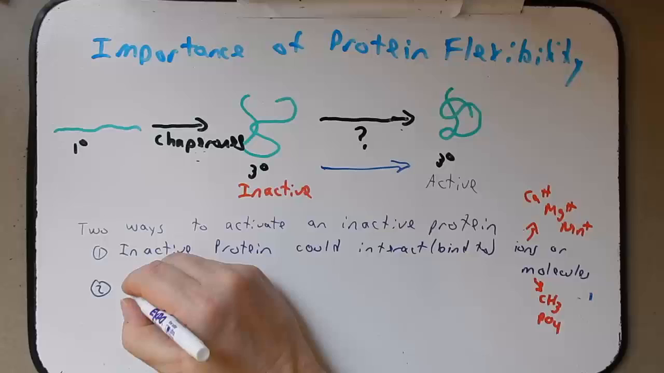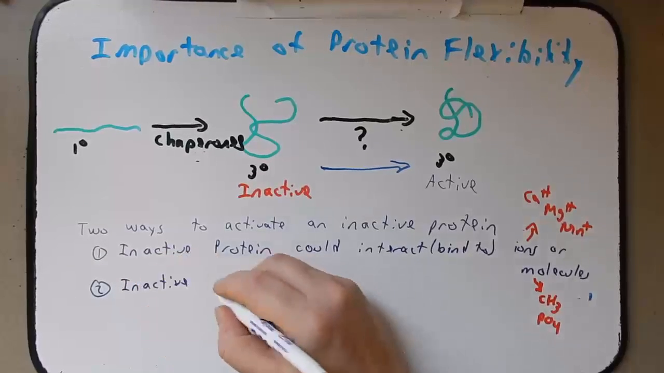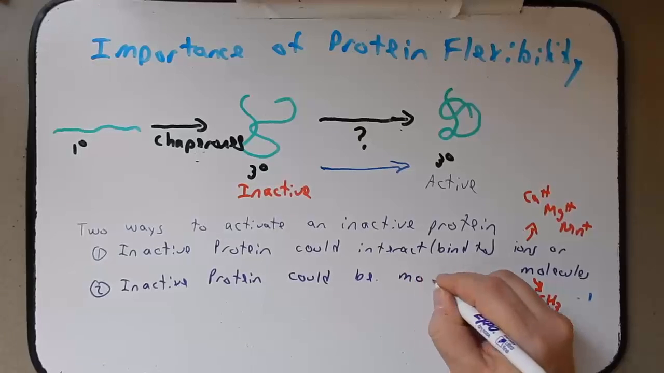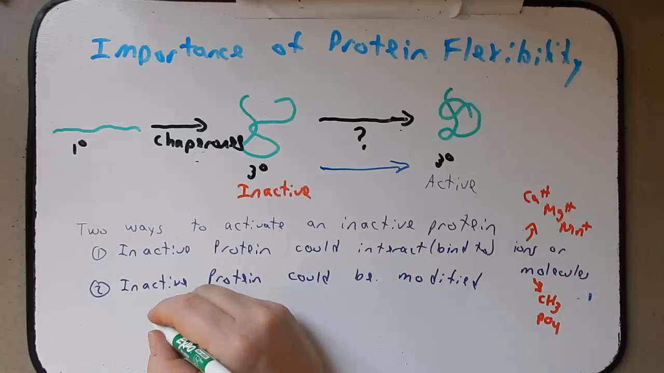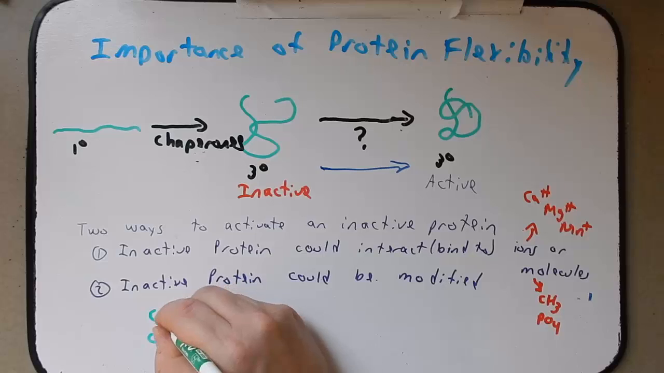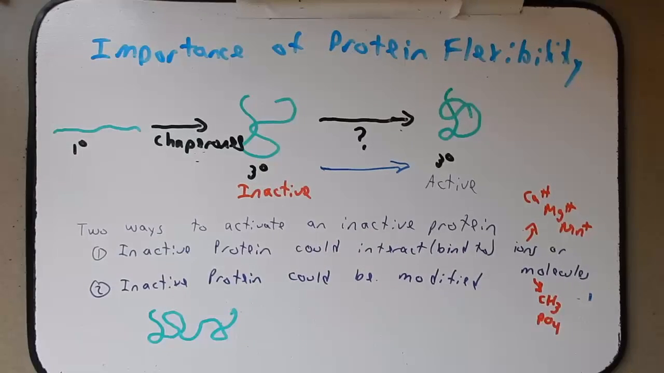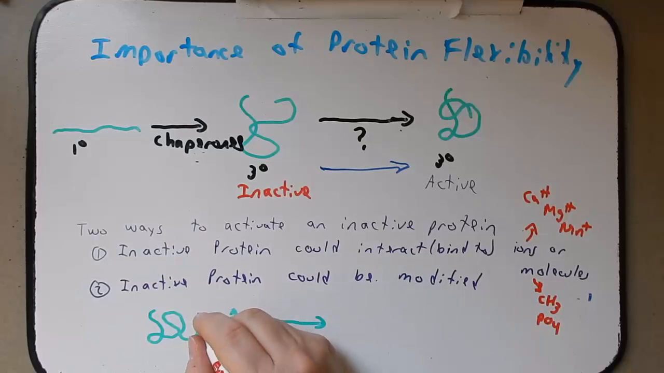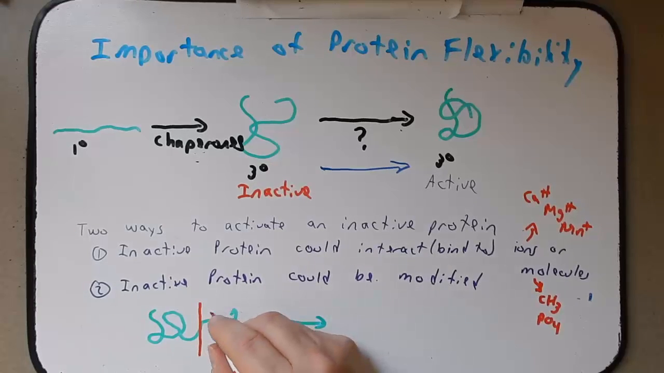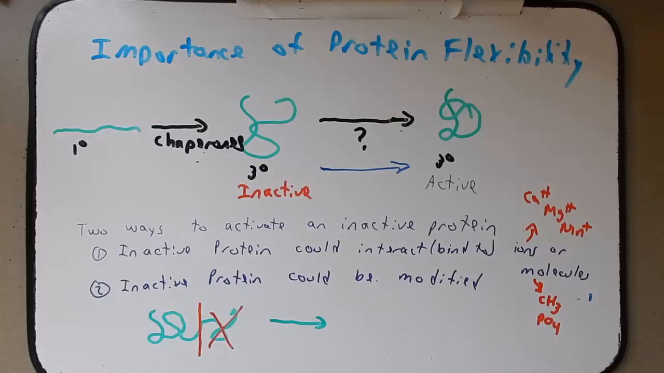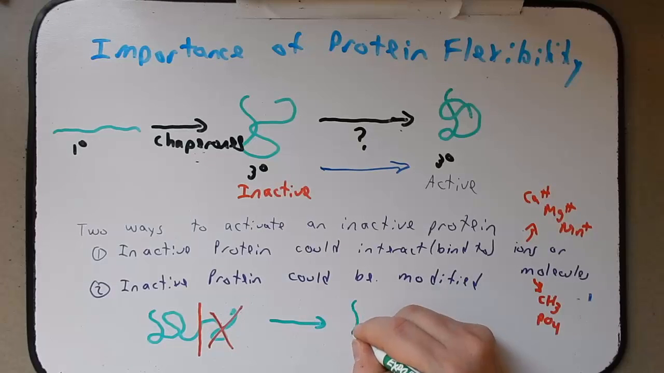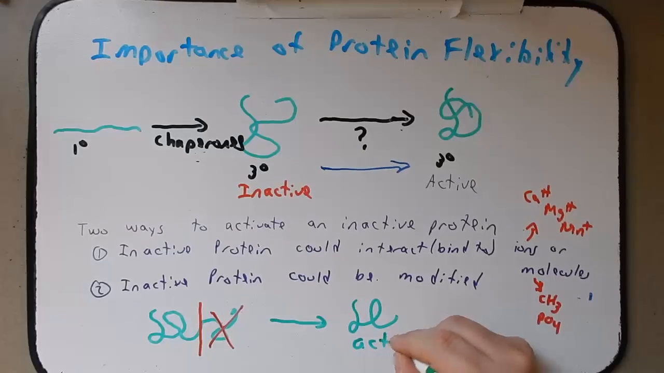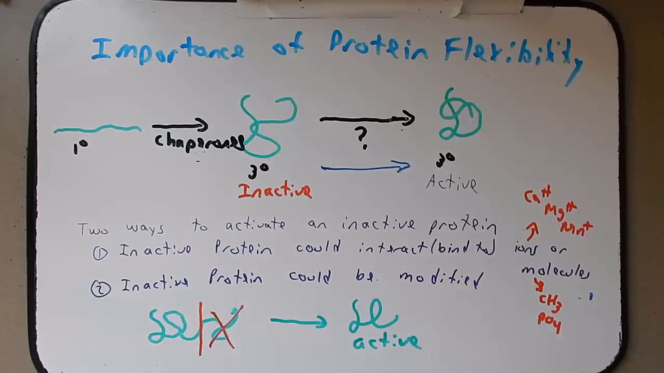Another way is that the inactive protein could be modified. So for instance, maybe we had a protein that was shaped like this. And for it to become active, part of the protein had to be removed, or we might say it was cleaved. And now the protein looks like that, and it is now active. So, two ways to activate a protein.